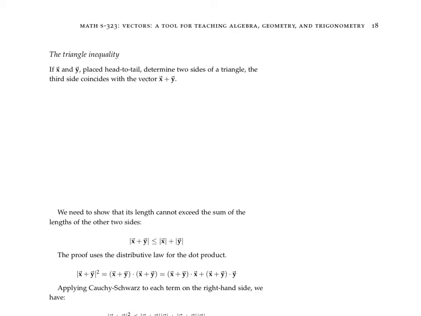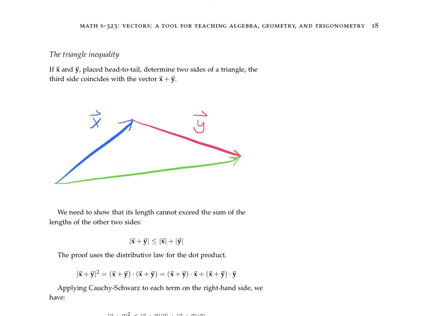Last but not least, we have the triangle inequality. If we have two vectors, x and y, that are lined up so that they are head to tail, we have the third side that coincides with the vector x plus y, right? We start at the beginning of x and we go all the way to the end of y.